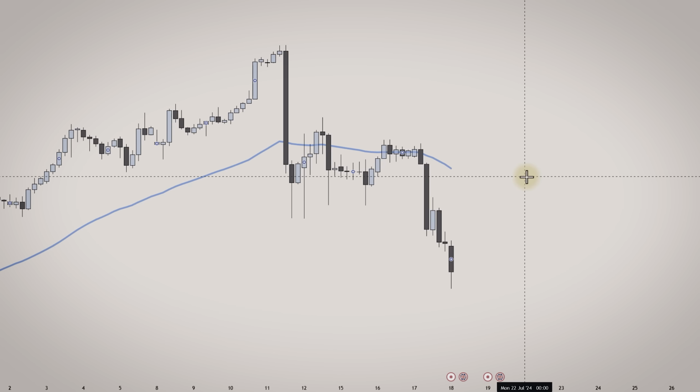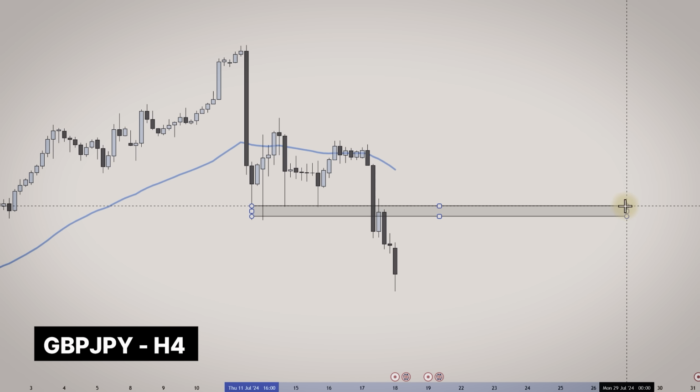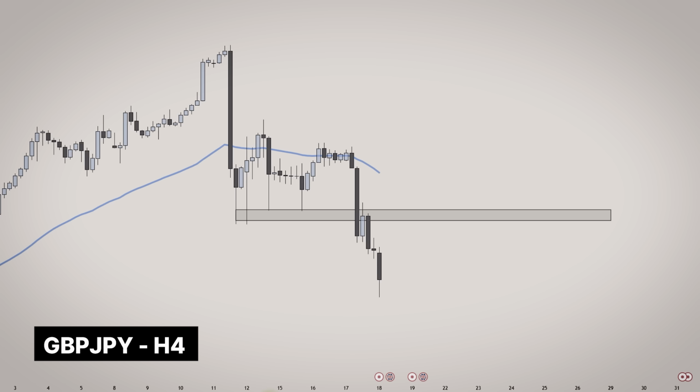Now, you don't need perfect alignment to make money. Here's pound yen on the 4-hour chart. We have a key level here.